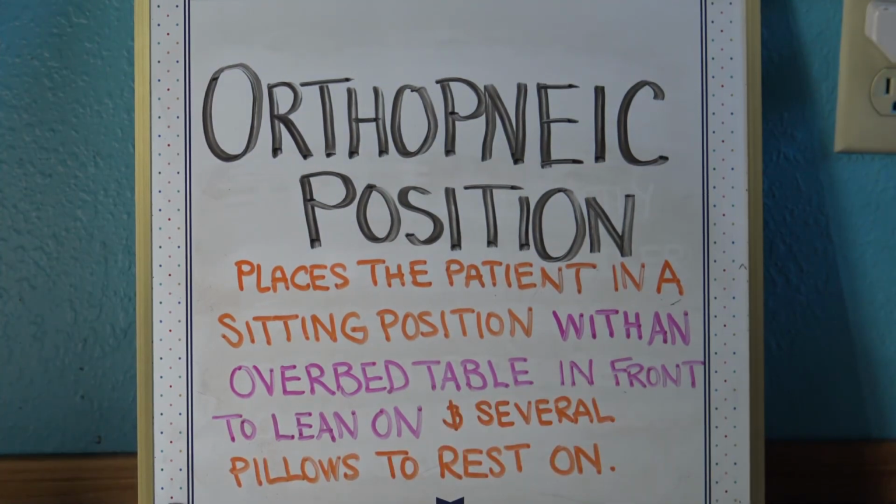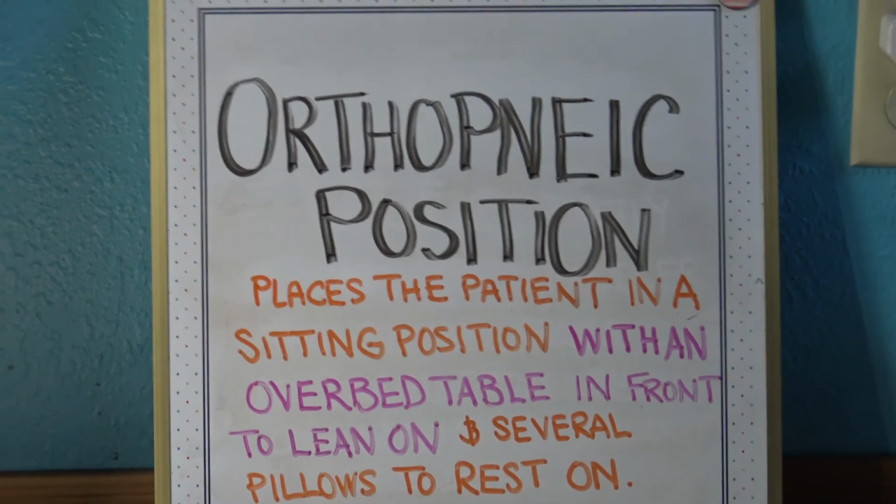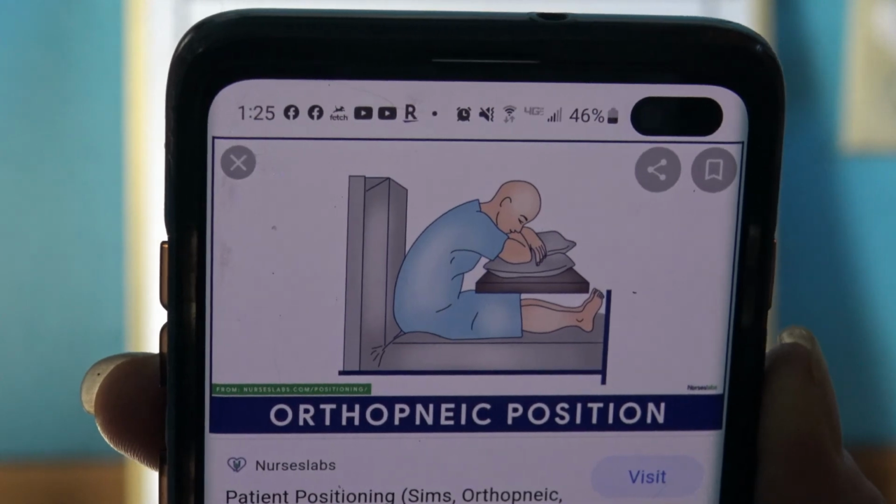Orthopneic position. The orthopneic position places the patient in a sitting position with an overbed table in front to lean on and several pillows to rest them on. Orthopneic or tripod position is useful for maximum lung expansion. Orthopneic position.